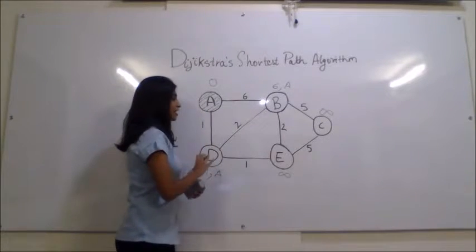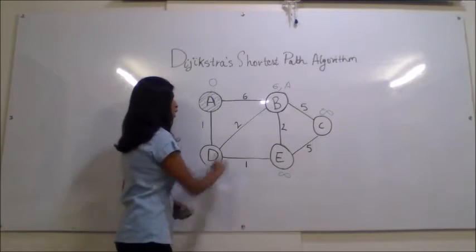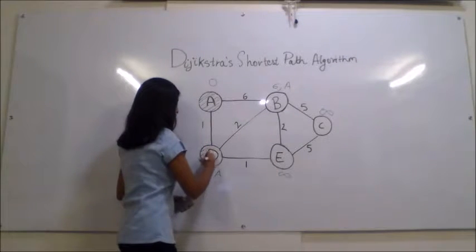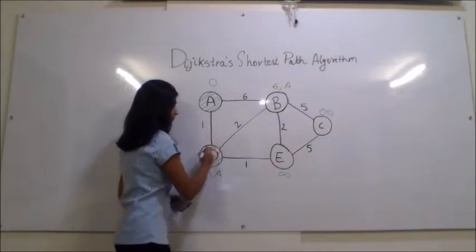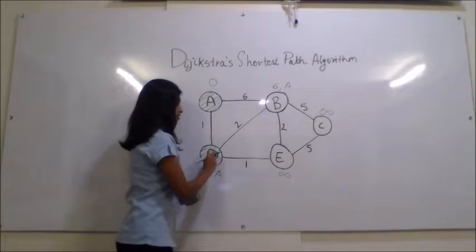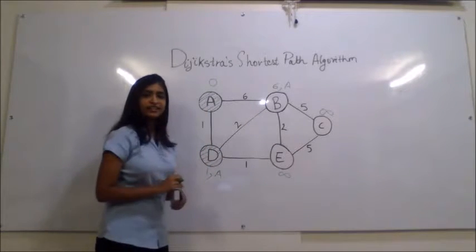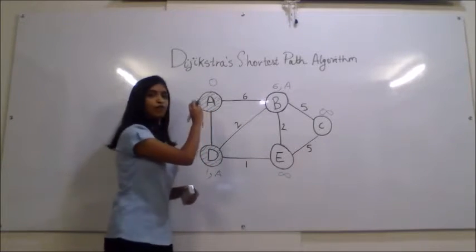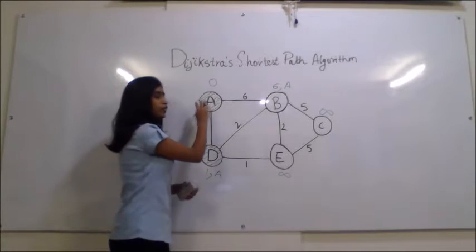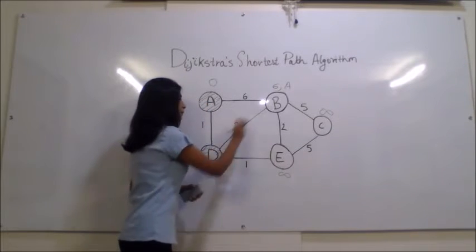Next, I look at the white set and extract the minimum. 1, 6, infinity, infinity. Minimum is 1. So I extract D and put it in the green set. Once I put D in this set, I look at its adjacent vertices, which are A, B, and E. But A is already in the green set. It signifies that I have already found the minimum distance of A from A, and I do not look at the vertices in the green set. Now I look at B and E.